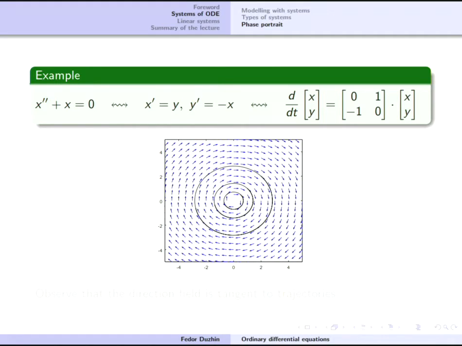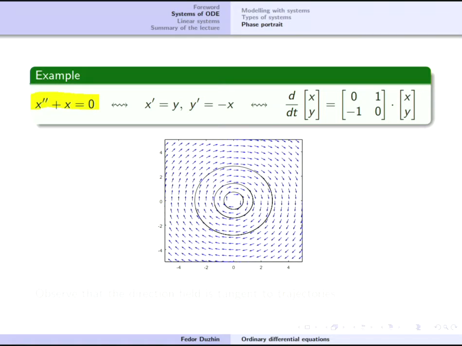So let's go through a couple of examples. First, notice that here we begin with a second-order differential equation, and we convert the second-order differential equation to a system of first-order differential equations. Once we do this, we can construct our phase portrait. And here is the phase portrait. It shows us that all the arrows go around the origin, and that trajectories are closed curves. Here they happen to be just circles.